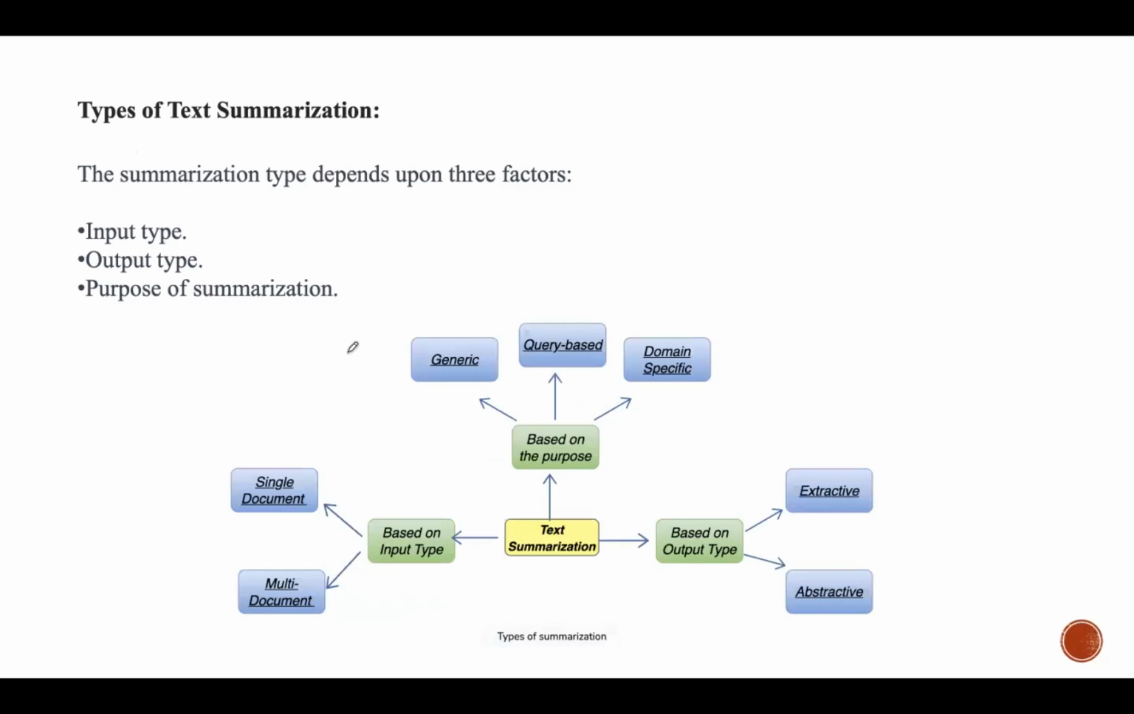And the types of text summarization mainly depend on three different factors. First one is input type, output type, and then purpose of summarization. So in this image, you can see the types based on input type. We can take a single document as well as multi-document as input. And based on purpose, you can use either of three techniques: generic, query-based, and domain-specific. Based on output, you can use either extractive summarization or abstractive summarization. You can apply either of the two methods to generate the result.